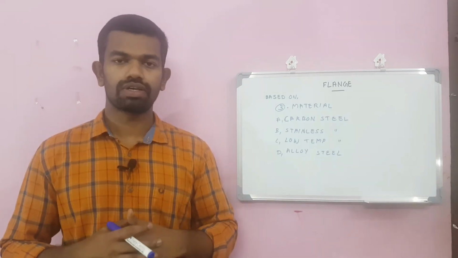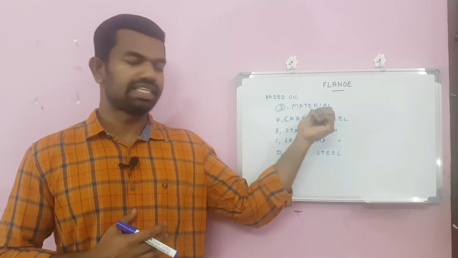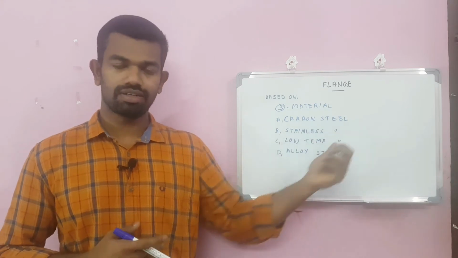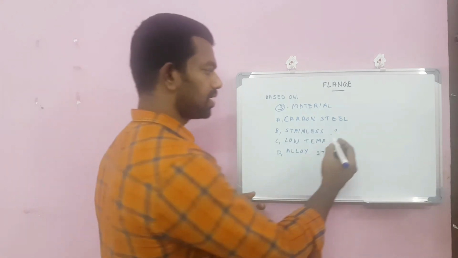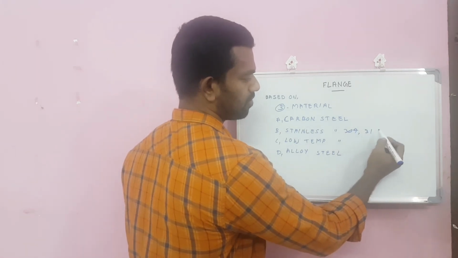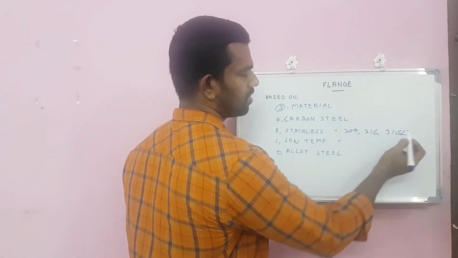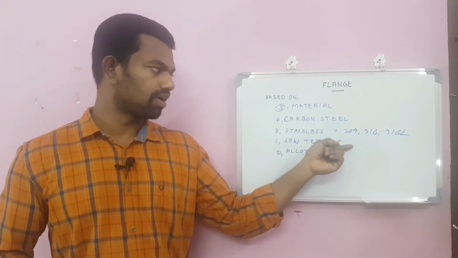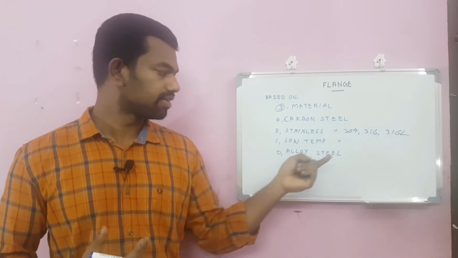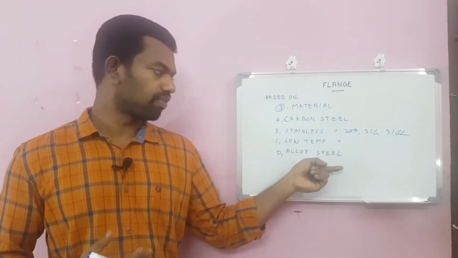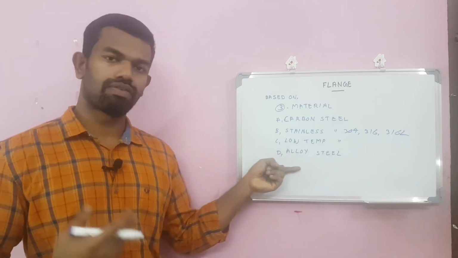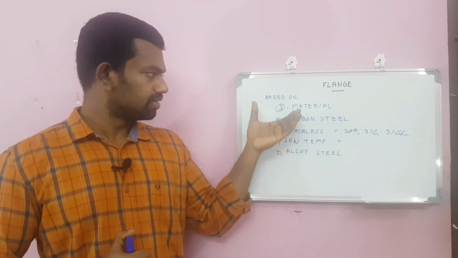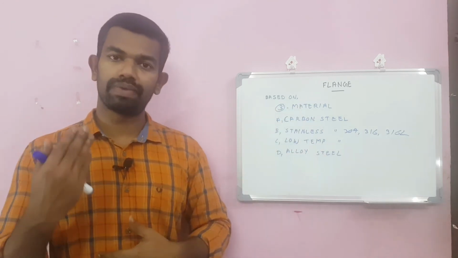Now we can take a look at the third parameter, that is based on the material. Materials are basically carbon steel and stainless steel. Even within stainless steel there are many different types, 304, 316 and 316L. There are many categories, and LTCS, low temperature carbon steel, also has different temperature grades. And there is alloy steel, which is used for high temperature, high pressure services. This also has many different grades. So these are the basic types based on the materials.